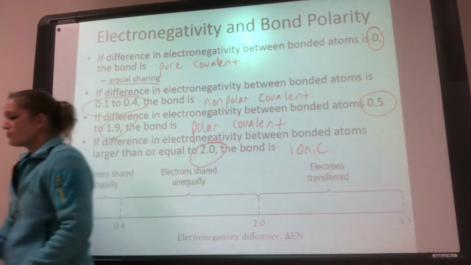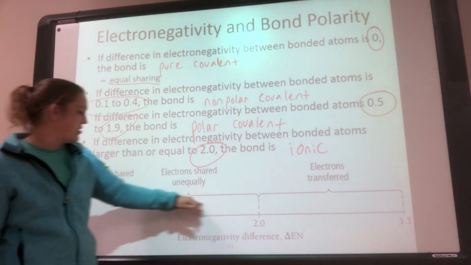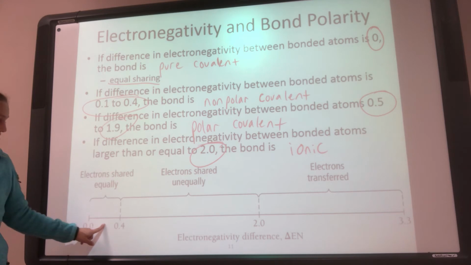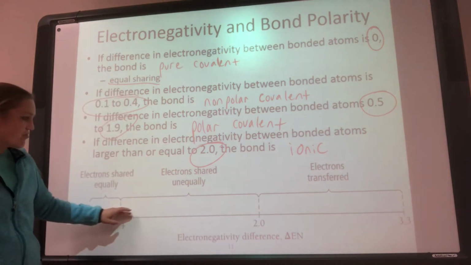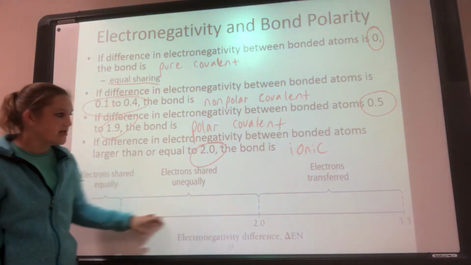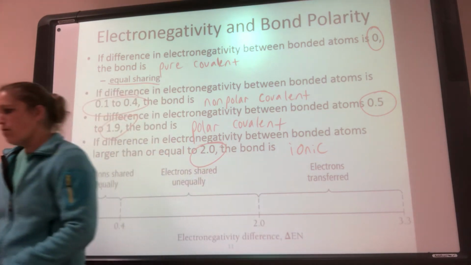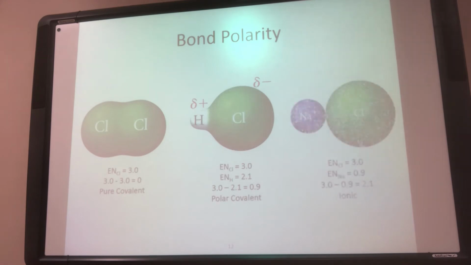Okay? So we can actually look at where it falls on a trend line. Here we go, pure covalent, there's not a big difference. Getting a little bit of a difference, non-polar covalent, and then a big difference, they're shared but unequally shared, polar covalent, and now they're being transferred, and this is ionic. All right? So we can see some examples.